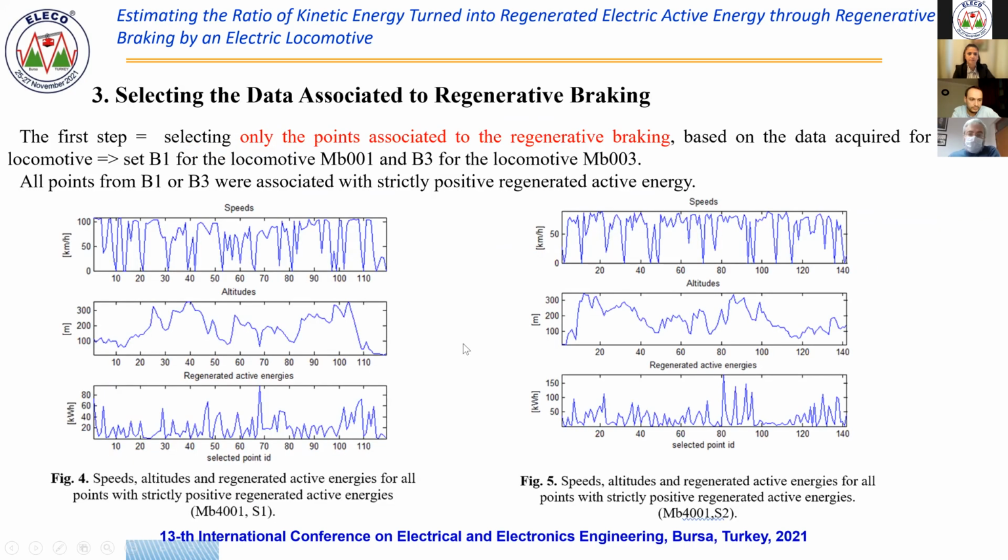How did we select the data to make our computation? The first step consisted in selecting only the points associated with regenerative braking. So we got a first set B1 for the first locomotive and a second set B3 for the other locomotive. All the points are associated with strictly positive regenerated active energy. So we restricted the number of points, as you can see.